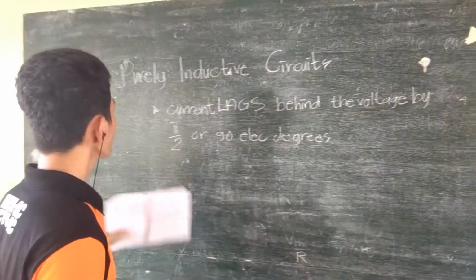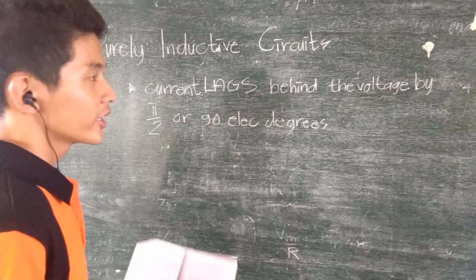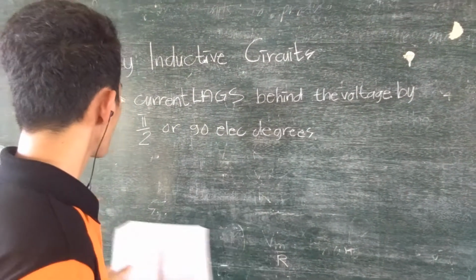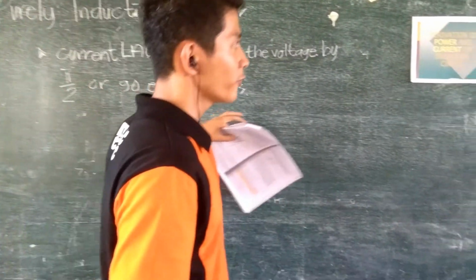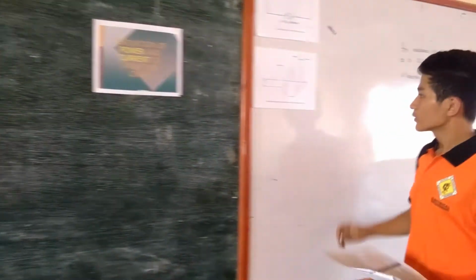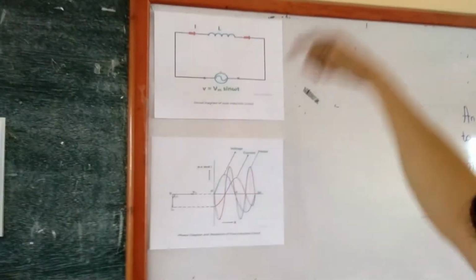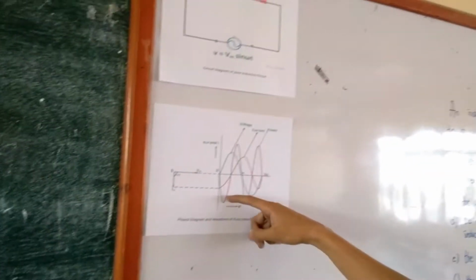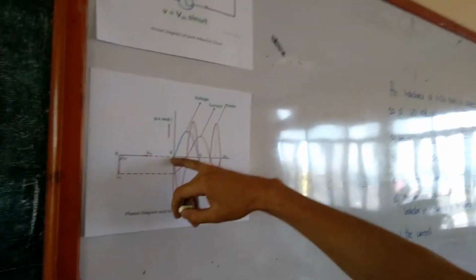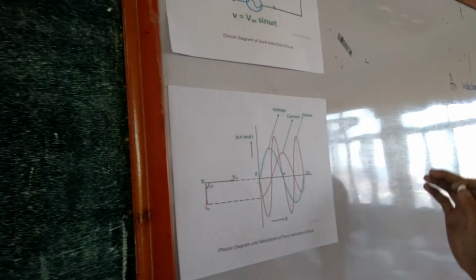In my second discussion, I will discuss all about the purely inductive circuits. In a purely inductive circuit, the current lags behind the voltage by pi over 2 or 90 electrical degrees. If we go to the diagram here, we can say that when the voltage is rising, the current is still in the decreasing mode. So the voltage is positive while the current is negative. But the power has a negative and also a positive value. So we will discover why it happens to be like this.